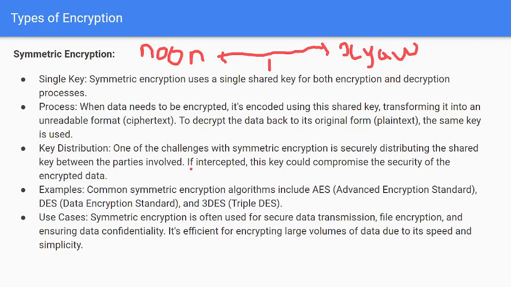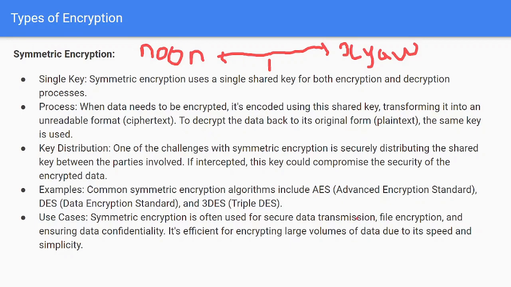One of the challenges with symmetric encryption is securing the distribution of the shared key between parties. So obviously you are communicating between two different parties. The goal of symmetric encryption is to ensure that it's really those with the authorized key that can decrypt your message that you've already sent, right? So how do you ensure that the key to encrypt and decrypt data is secured between the two parties?